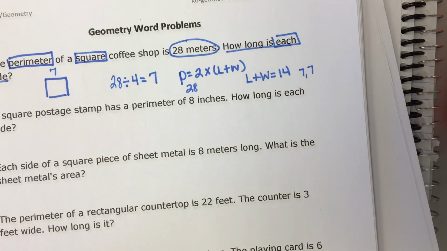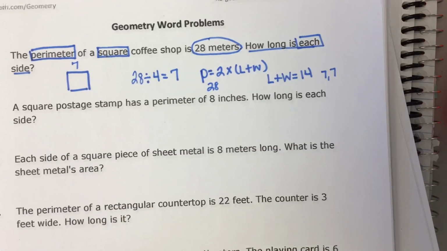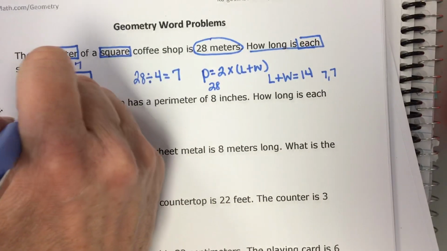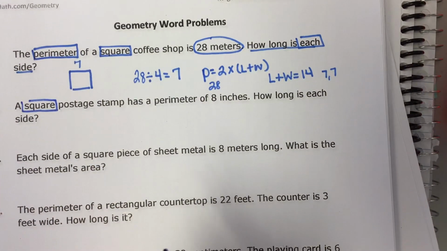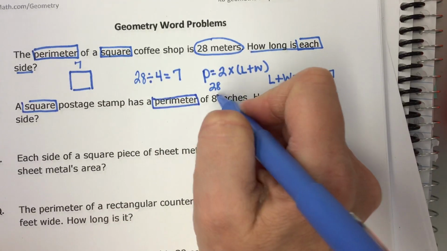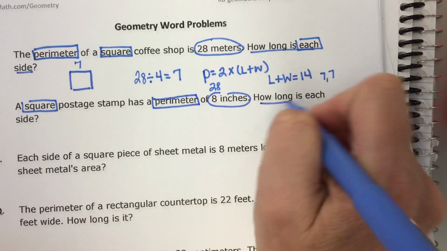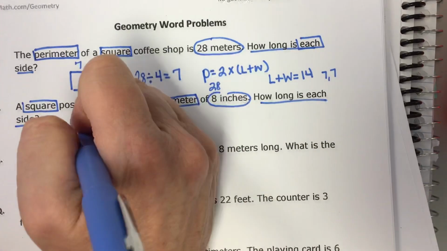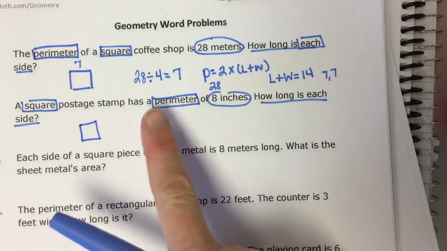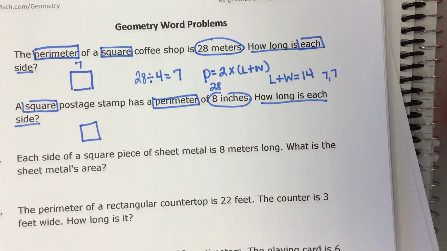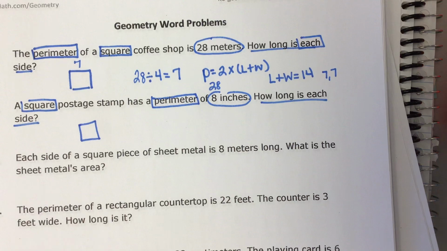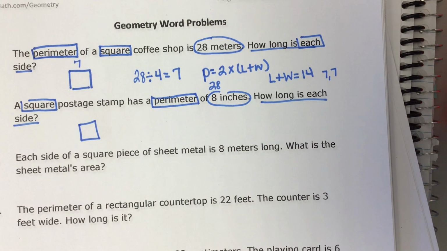Okay, I see the next 2 questions are about squares. I like it. We're staying consistent. A square postage stamp has a perimeter of 8 inches. How long is each side? Everyone should be able to answer that based on what we just did. Raise your hand when you know how long each side is. Thank you.